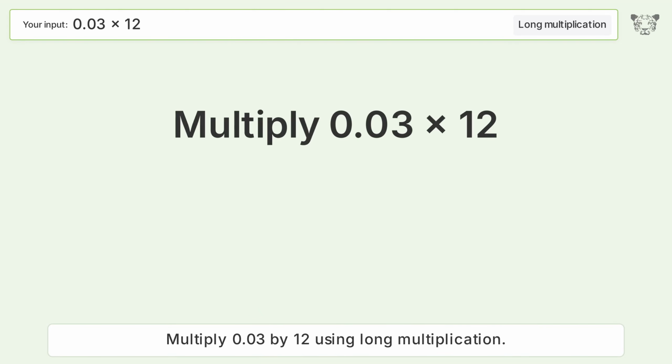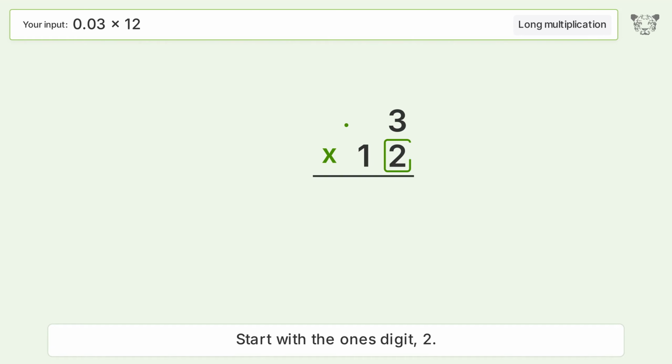Multiply 0.03 by 12 using long multiplication. Start with the ones digit, 2. 2 times 3 is 6. The first partial product is 6.